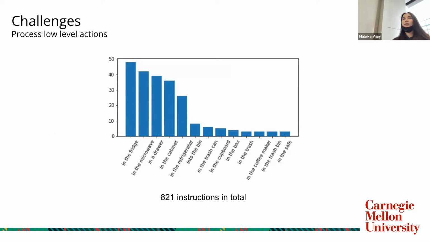And they are already being dealt with because they are semantically entailed with the heating task and cooling task. However, there are many other cases that are not semantically entailed with the goal. For example, in a drawer, in a cabinet, in the refrigerator, into the bin, in the trash can, and they are also relatively frequent. So we have to deal with them, and that's what we plan to work on in the next semester, to complete the task template by adding more action sequences.